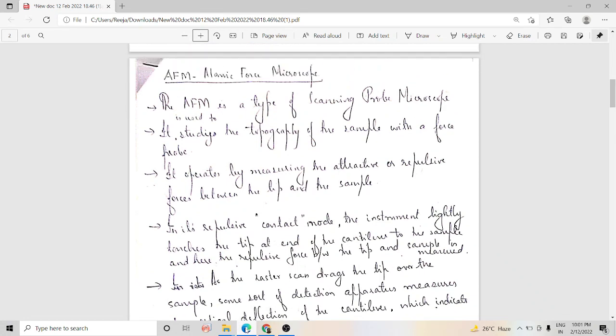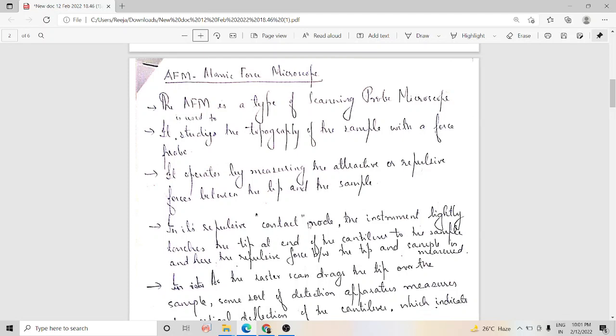Hi students, in the previous session we were discussing the atomic force microscope. An atomic force microscope is equipment used to study the surface structure of a nanomaterial. It is based on the scanning probe microscopy technique. Here, the van der Waals force between the probe tip and the sample is used to determine or image the surface structure of the sample.